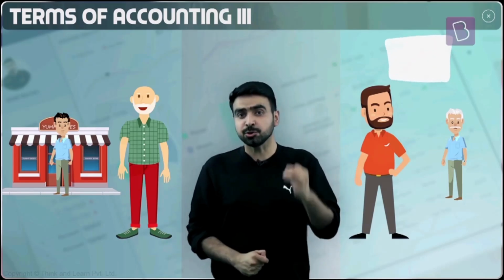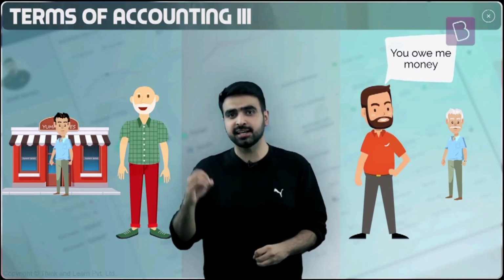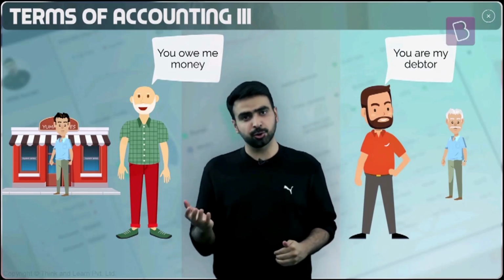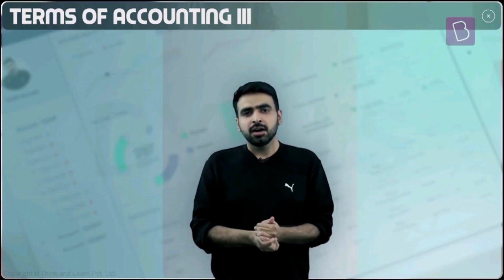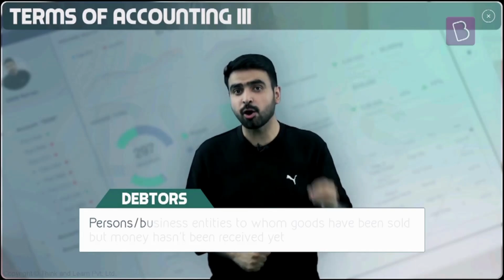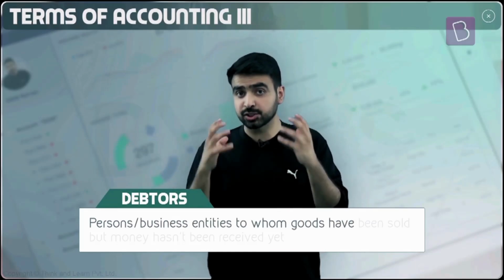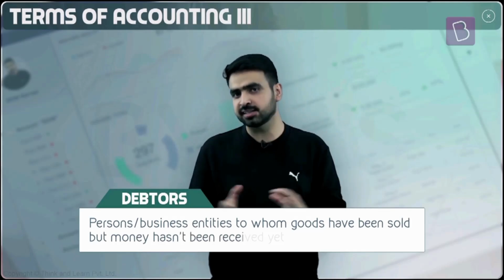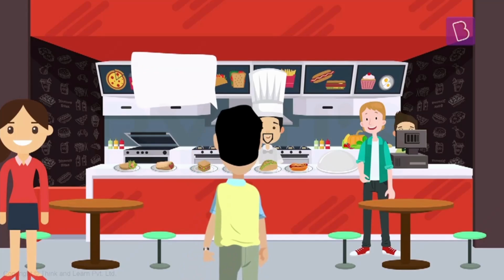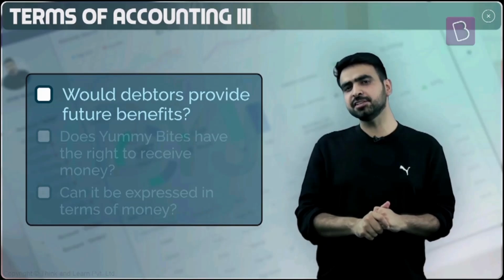Grocery guy has to receive money from your dad and vegetable seller has to receive money from Yummy Bites. So your dad is a debtor for grocery guy and Yummy Bites is a debtor for the vegetable seller. Now what are debtors? Debtors are persons or business entities to whom goods have been sold out but money hasn't been received yet. So if you go to Yummy Bites, eat a sandwich and request to pay later, you will be a debtor for Yummy Bites.